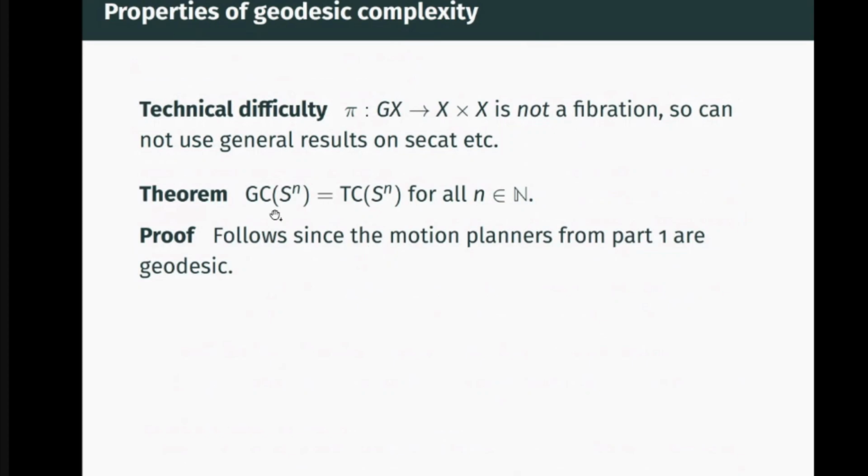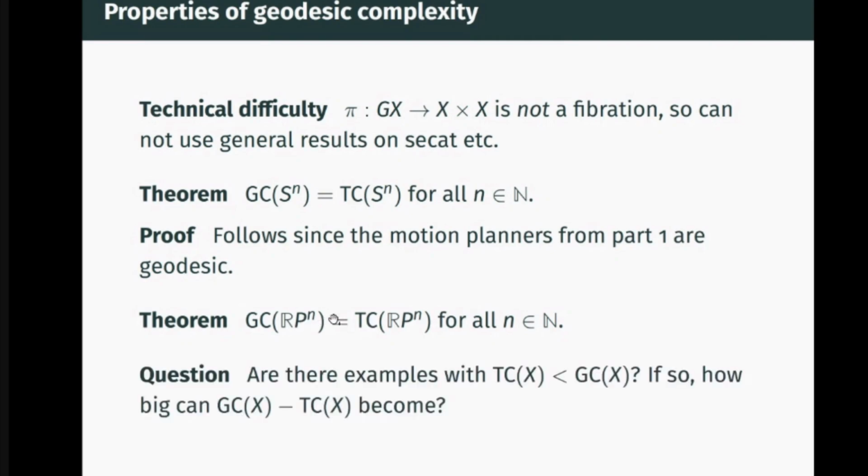First of all, the spheres can be computed easily. We can see that GC of Sⁿ is TC of Sⁿ, if we take Sⁿ with respect to the round metric, the standard metric on spheres. We've already seen this, because the motion planners that we had in part 1 were connected either by minimal geodesics or by semicircles, and they are of course minimal geodesics. So these motion planners were already geodesic, and we can just copy the proof here because everything was geodesic already. Then one can show, and it's not that trivial, that on real projective spaces the two also coincide.